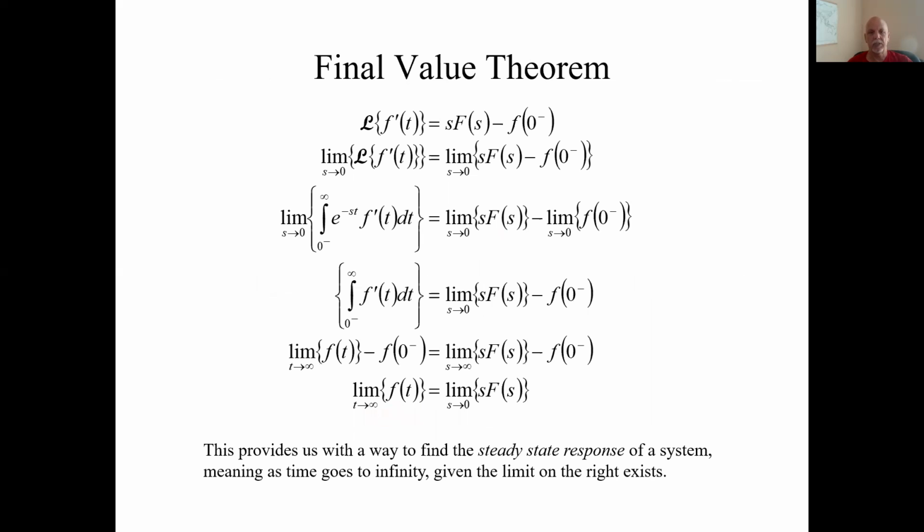If this limit exists, what's the function of time as time goes to infinity? Well, one way to find it is to find the Laplace transform, multiply it by s, and take the limit of that as s goes to 0. So you can do something in the Laplace domain, and it tells you something in the time domain. The limit, we'll call that steady state as t goes to infinity. If these limits exist, it's this limit as s goes to 0.